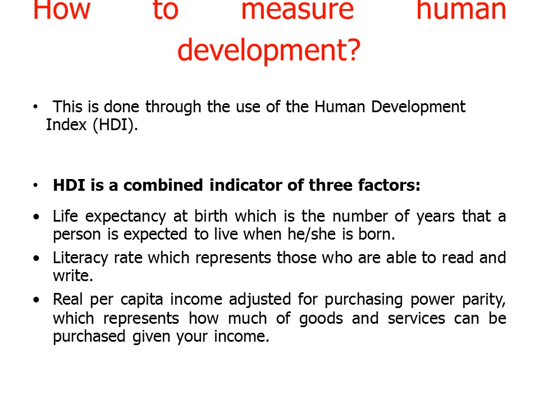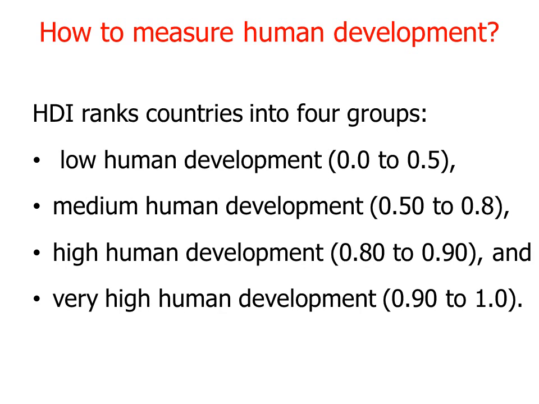The Human Development Index ranges from 0 to 1. From 0 to 0.5, low human development. From 0.5 to 0.8, medium human development. From 0.8 to 0.9, high human development. And from 0.9 to 1, very high human development.